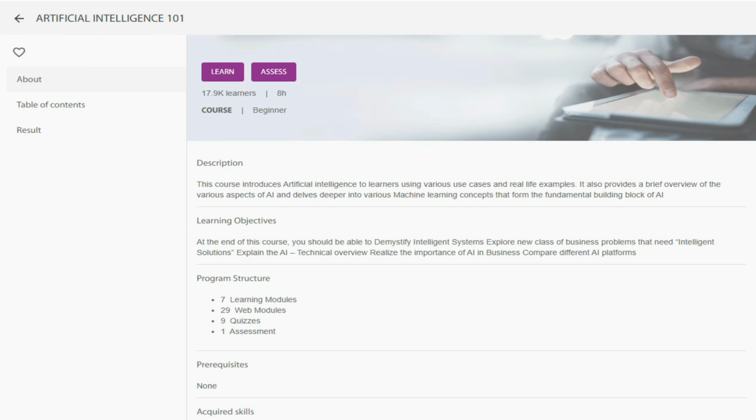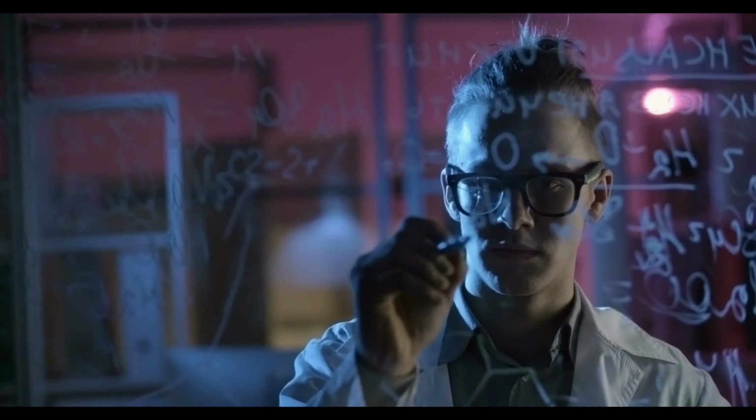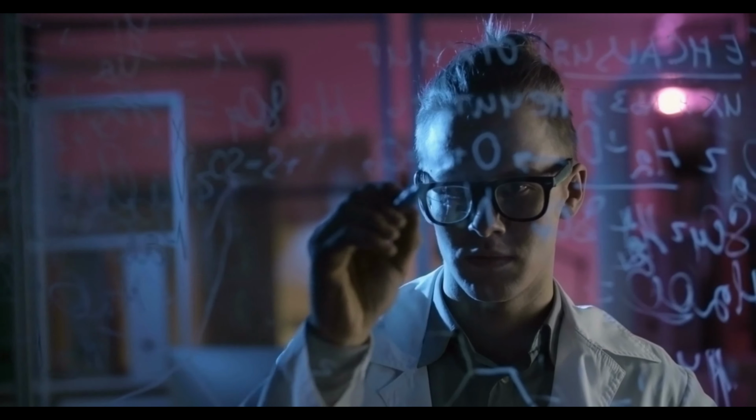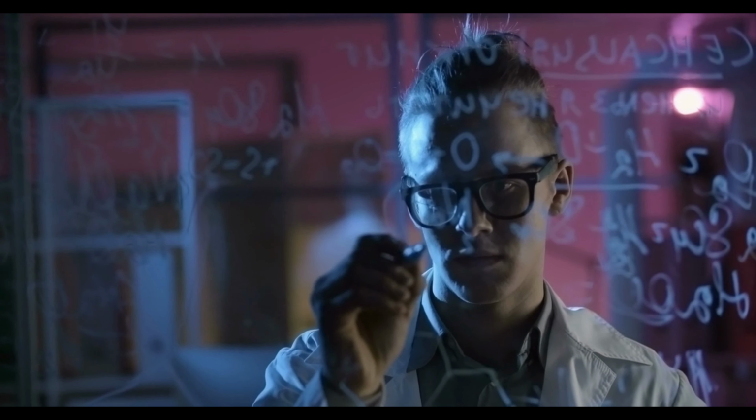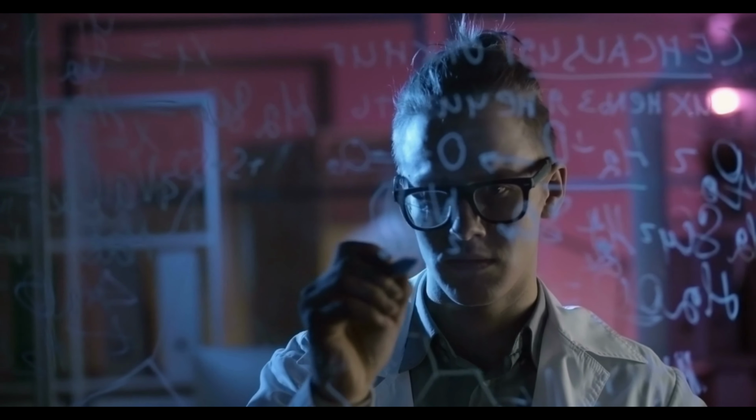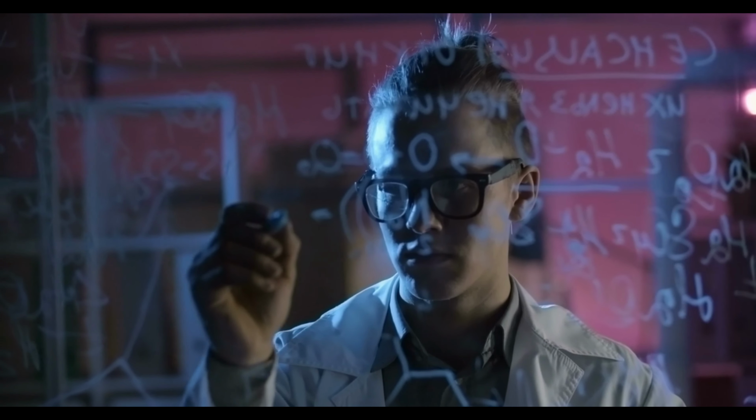The 5th course in Digital Basics is Artificial Intelligence 101. At the end of this course, you should be able to demystify intelligent systems. Explore new class of business problems that need intelligent solutions. The course is of 8 hours.